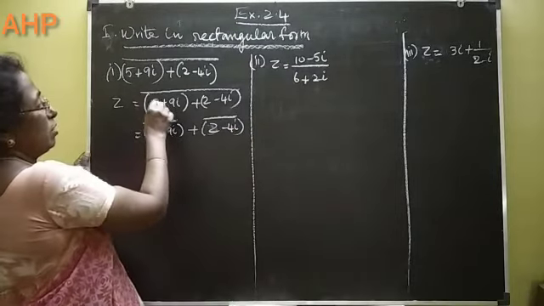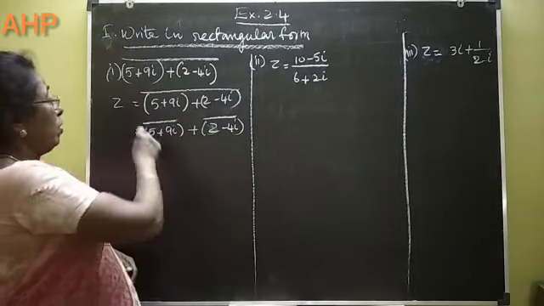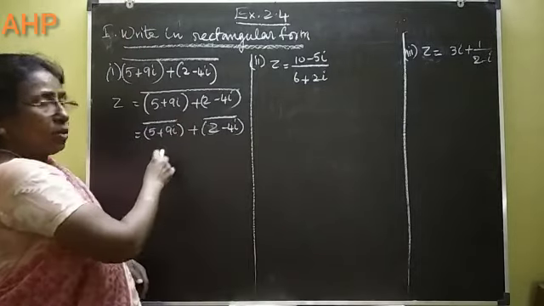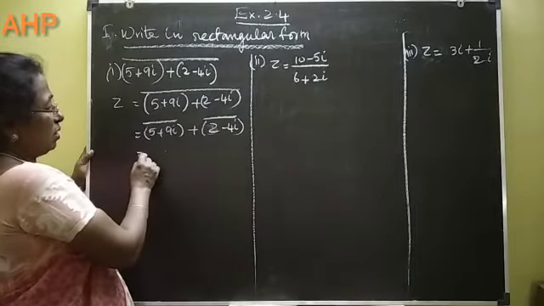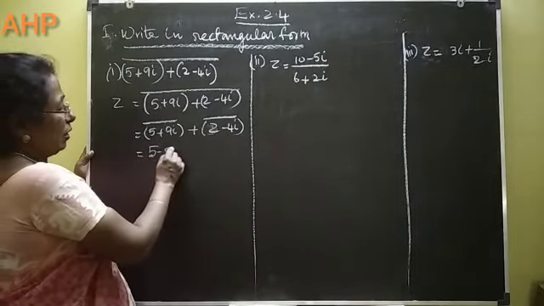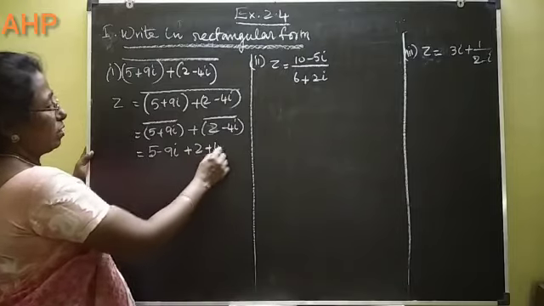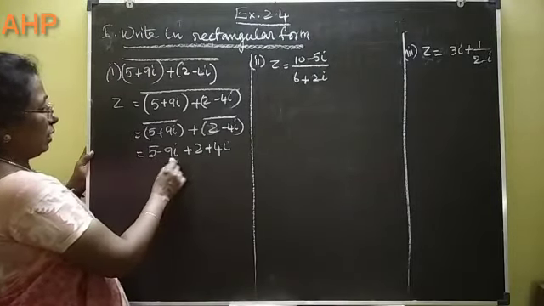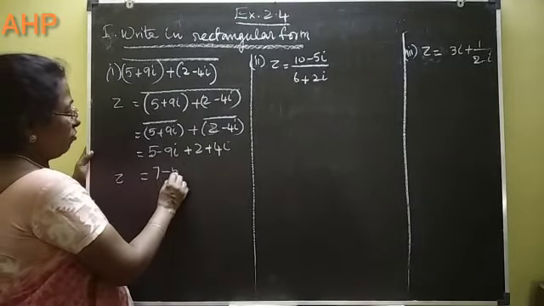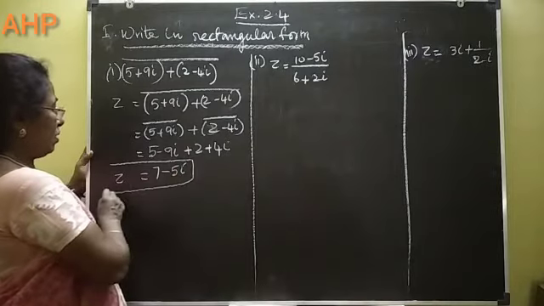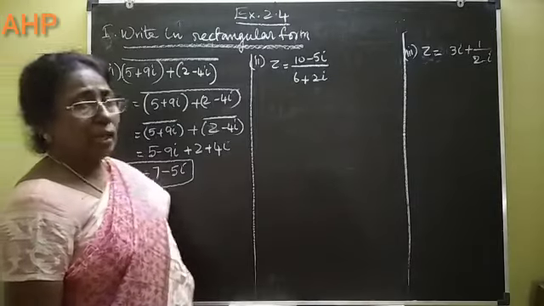See, this is of the form z1 plus z2 the whole bar. So by using the property z1 plus z2 the whole bar is equal to z1 bar plus z2 bar, we can split this up like this. So this is equal to 5 minus 9i plus 2 plus 4i. Conjugate of this is plus 4i. Conjugate of this is minus 9i. Now simplifying, this z will be equal to 7 minus 5i. So writing z in the form of x plus iy is known as writing in rectangular form.